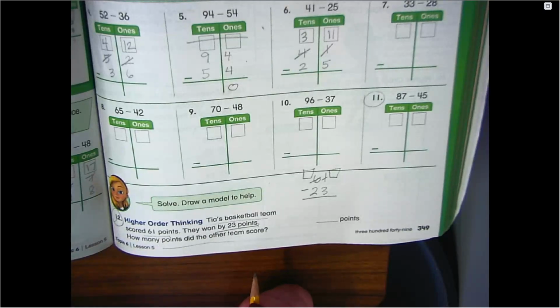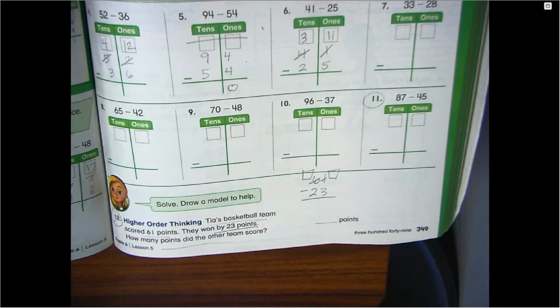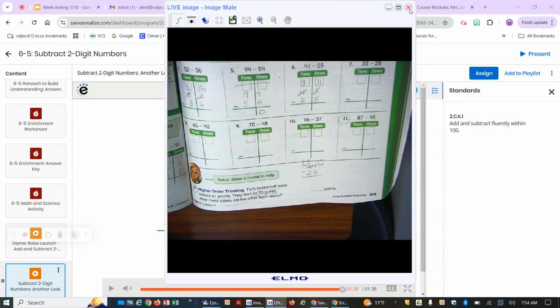We're going to pop over to the quick check if you want to pause your video here while you're working in your math book and then listen to the part about the quick check when you're ready to take your quick check. I think that would be a good idea. I'll see you in a minute.